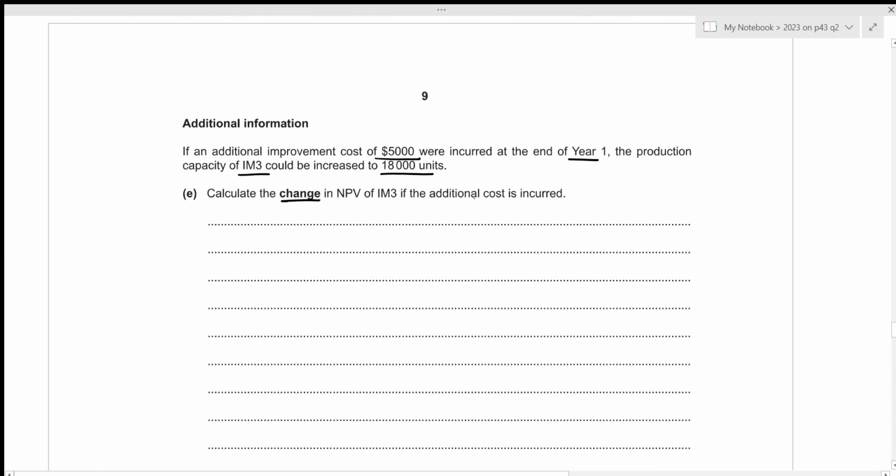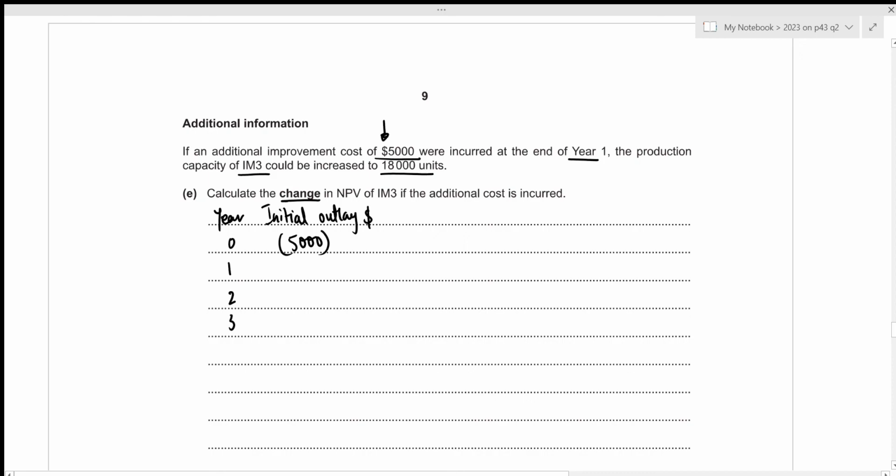So whenever you are asked to calculate the change in net present value, you have to start by calculating the change in the net cash flows. So similar to what we did in the first part, but we will only be incorporating the changes. Okay, so we have the improvement cost of 5,000. So this is the additional initial outlay now. So initial outlay is going to increase by 5,000. That's the change. We will only be considering all of the changes in this case.